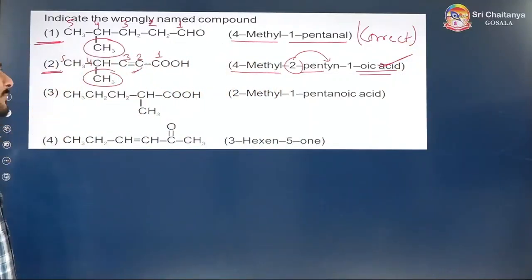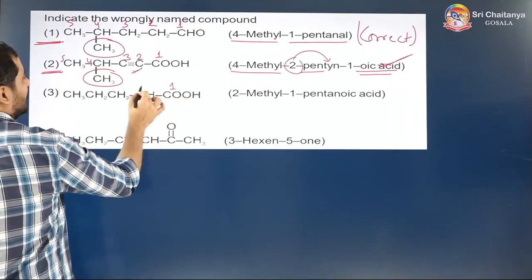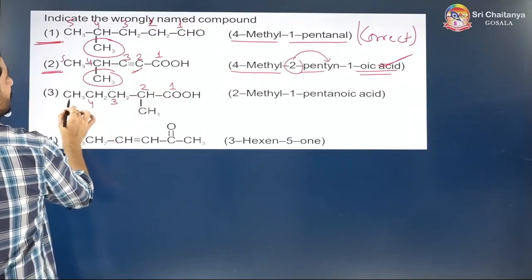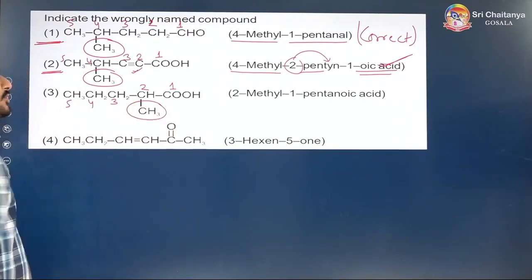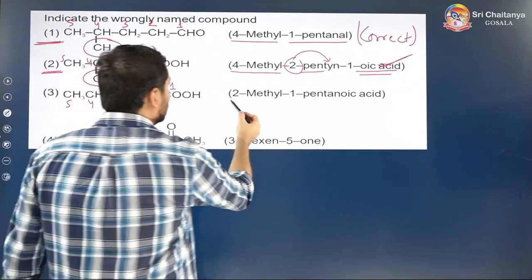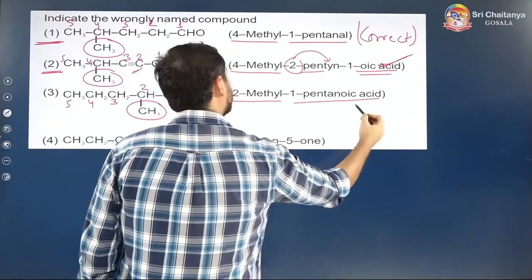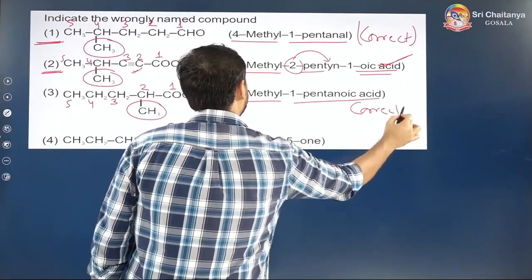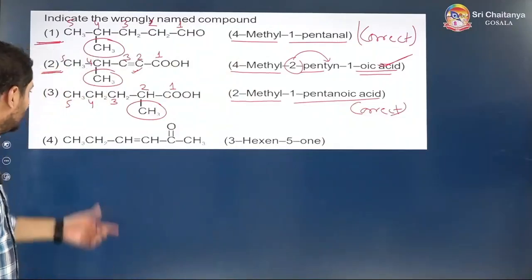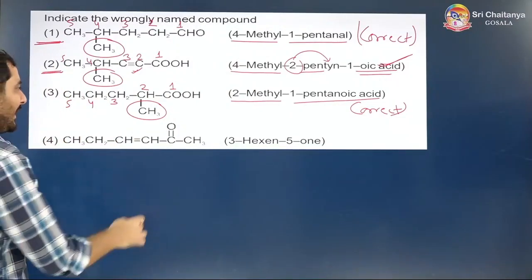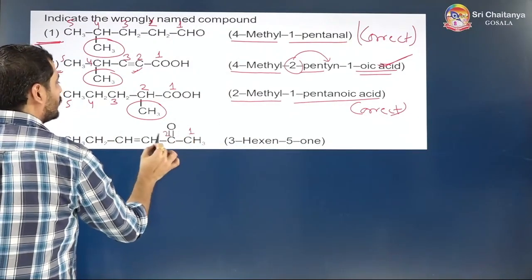Now move to the third option. What is given here? 1, 2, 3, 4, 5. At the second position which substituent is present? Methyl. So it is 2 methyl pentanoic acid. Again this is given correctly. Clear? So it means the answer is the fourth. Let us check why the fourth is incorrect.